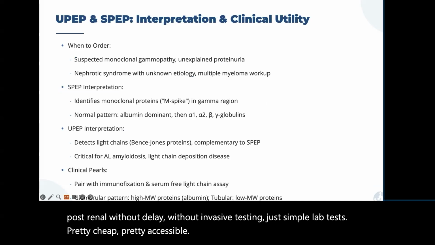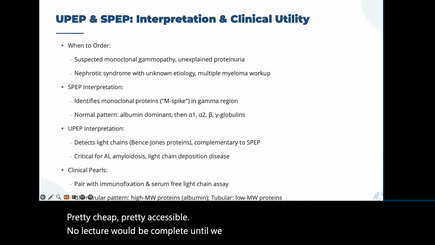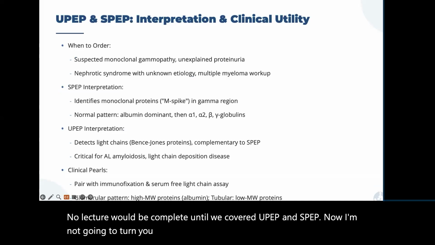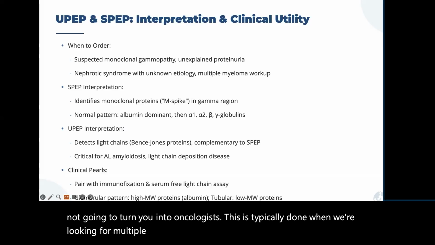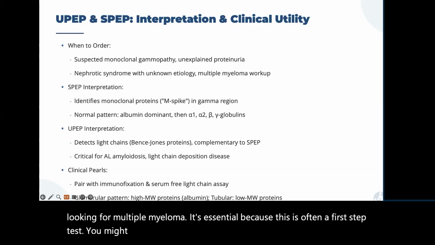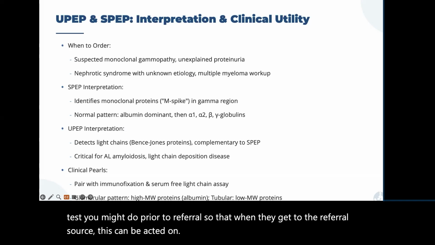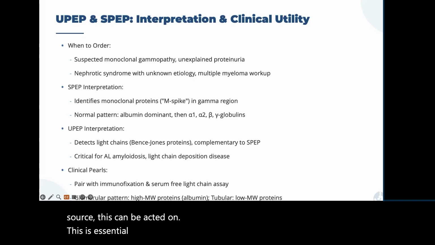No lecture would be complete until we covered UPEP and SPEP. Now, I'm not going to turn you into oncologists. This is typically done when we're looking for multiple myeloma. It's essential because this is often a first step test you might do prior to referral so that when they get to the referral source, this can be acted on. This is essential for evaluating plasma cell disorders that will damage the kidneys.